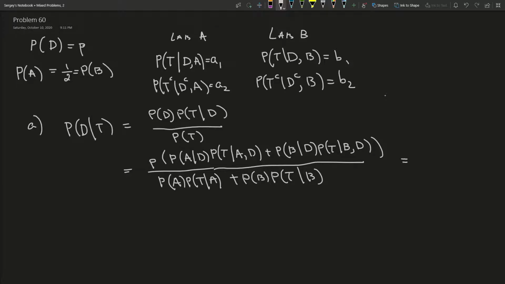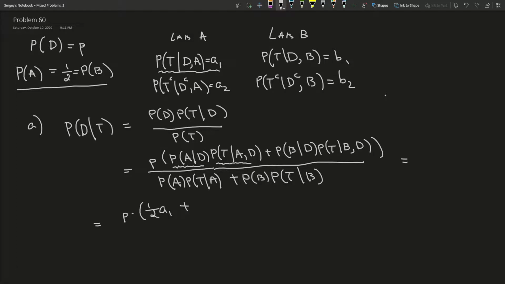Now, in the numerator, we have little p multiplied by, well, what is the probability that the patient's test gets sent to lab A? Well, that we said was 1/2. Independent of whether the patient has the disease or not, the probability that their test gets sent to lab A was 1/2. And what is the probability that the patient tests positive given that they have the disease and their test was sent to lab A? That value was A sub 1.